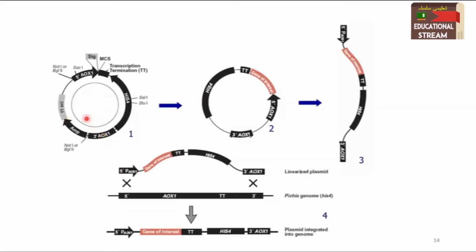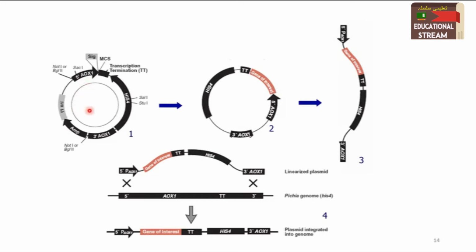So this is the example of the vector which is used for the yeast expression system. In the first step, you can see this is the multiple cloning site, containing along with it the transcription termination. Here is the gene for His4 and here is the ampicillin resistance gene, and you can see the 5' AOX1 and 3' AOX1 sequences.